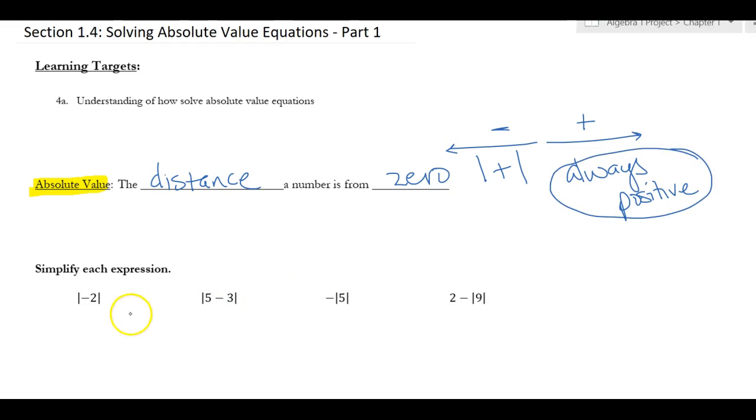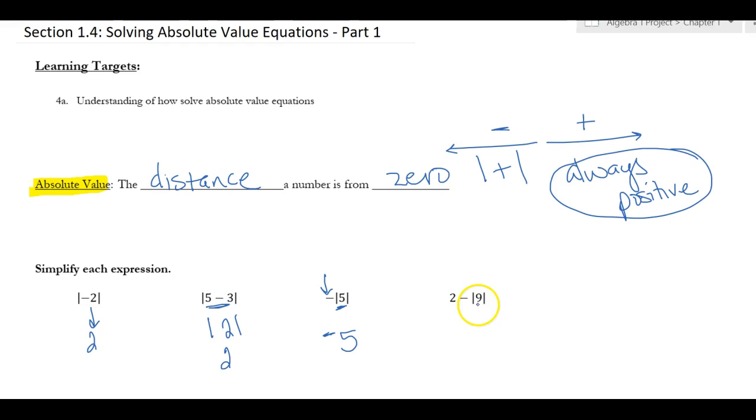Okay, so the absolute value of -2 is just +2. When we have a problem like this, I do what's inside first. 5 minus 3 is 2, and the absolute value of 2 is 2. Here, if you notice that negative is on the outside, so I do the absolute value of 5 first, which is 5, and then I bring down the negative. So I know I said it's always positive, but this negative was on the outside, and so that's why it stays there.